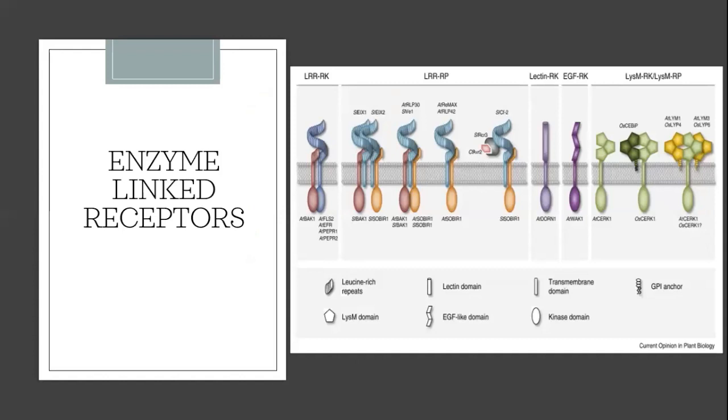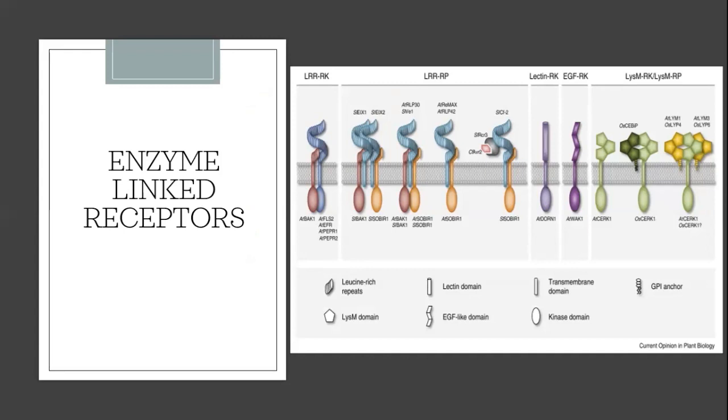The next important receptor in plants is enzyme linked receptors. With enzyme linked receptors, you can see there is an array of receptors given here. These enzyme linked receptors have 3 domains. One is the extracellular domain, the other is the transmembrane domain, and the third one is the intracellular domain. 3 domains are there.